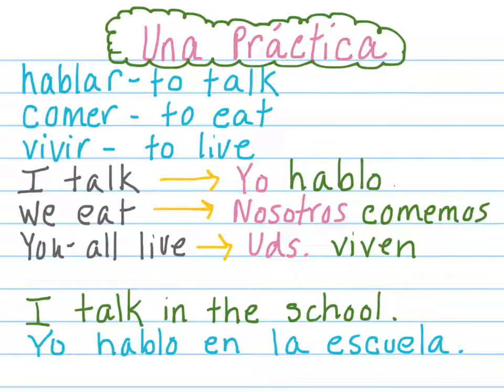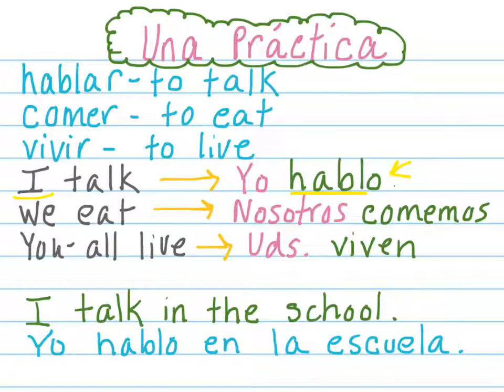Okay, so una práctica. All right, so we have hablar, that means to talk. Comer means to eat. Vivir means to live. So how would I say I talk? Okay, well, remember you have to find your stem, and it would have been HABL. And then O is your yo ending for AR verbs. So you get yo hablo, remember? And that's how you say I talk.